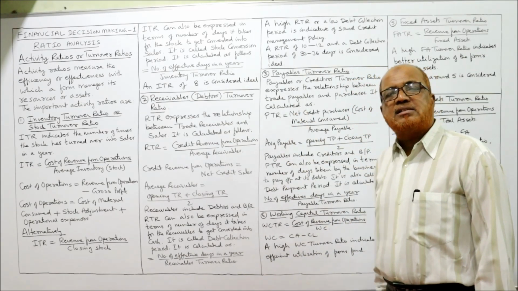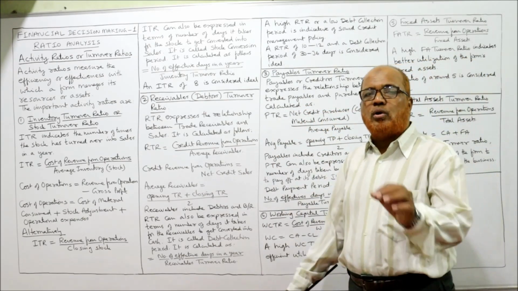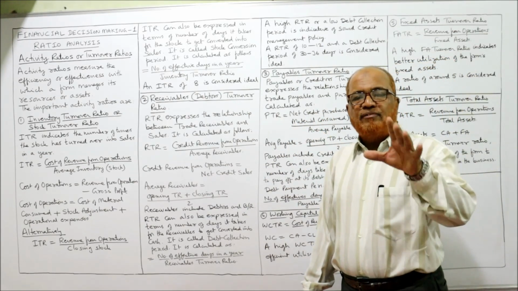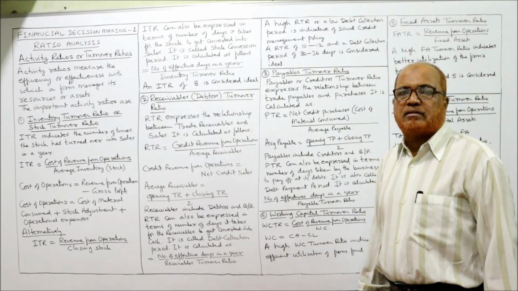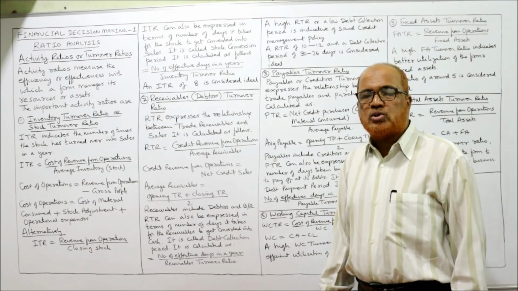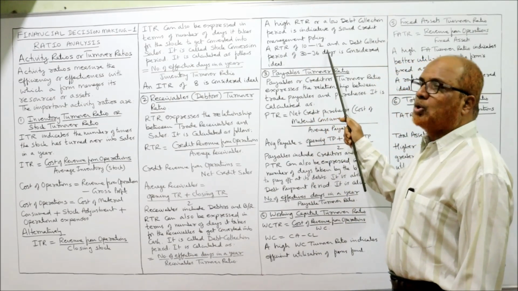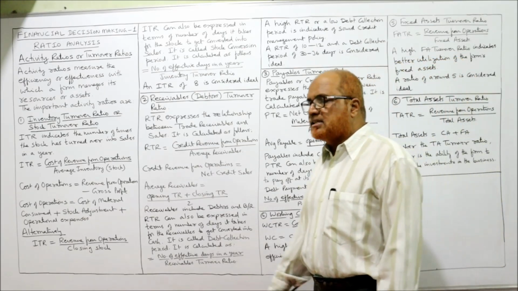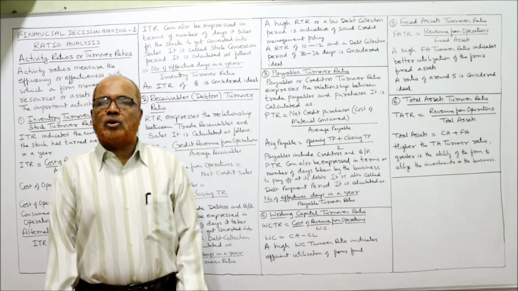So if you have a high receivables turnover ratio or low debt collection period, it is indicative of sound management policy. That means the business follows a good management policy. Next, a receivables turnover ratio of 10 to 12 and a debt collection period of 30 to 36 days is considered ideal. So what should be the ideal receivables turnover ratio?